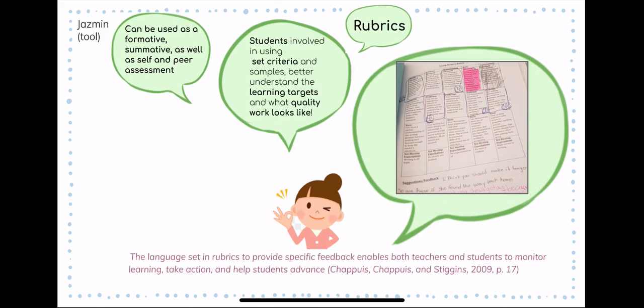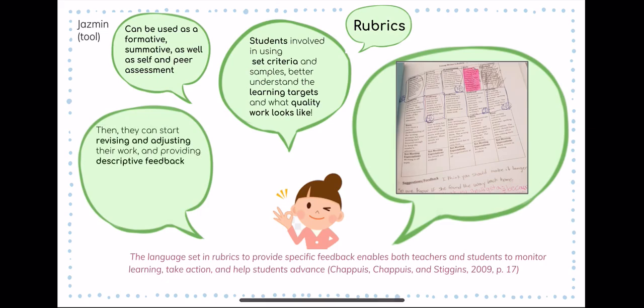Also, the language used in rubrics to provide specific feedback enables both teachers and students to monitor learning, take action, and help students advance. In my field experience, rubrics were effective when students were given the opportunity to analyze and classify exemplars. This allowed them to better understand the learning expectations, what quality work looked like, and how they were being assessed. I believe that when students are involved in using a rubric and self-assess their work, they become accountable for their learning as they can track their progress, and it teaches them how to revise and adjust their work.